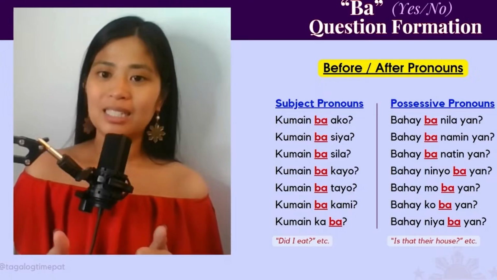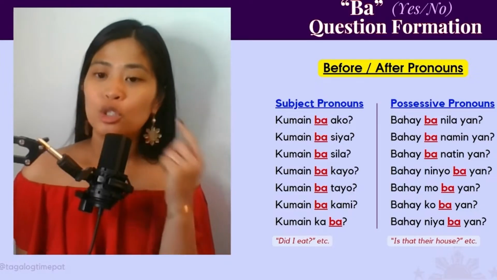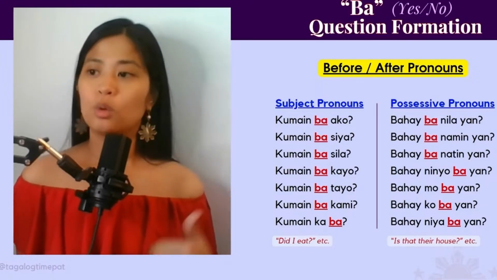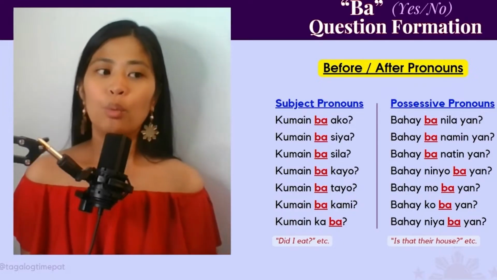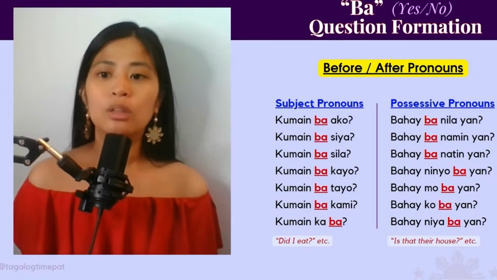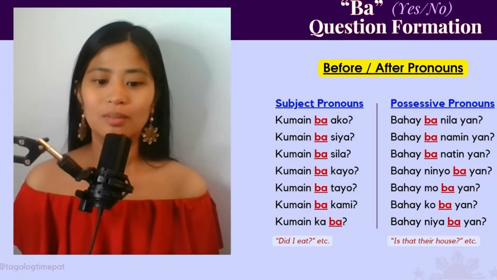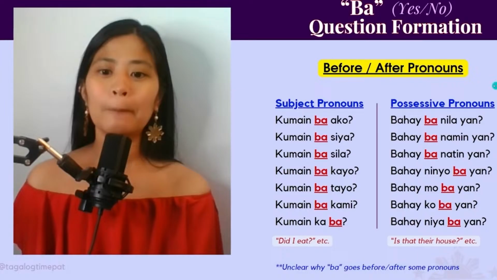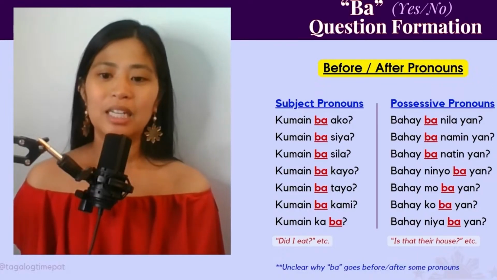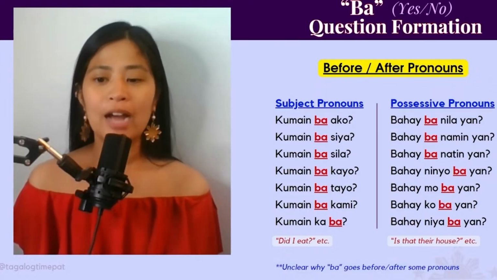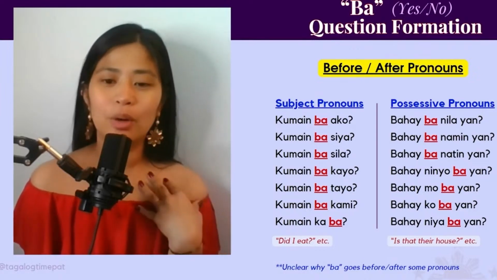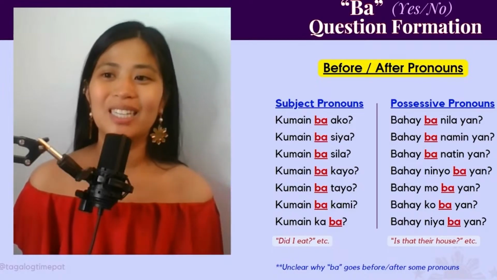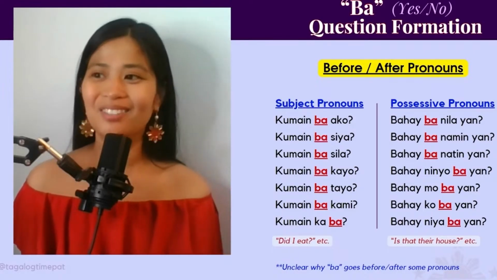I would say practice it. Also listen to native Tagalog speakers or listen to Tagalog movies and you will hear where ba naturally goes. Okay? Again, it's unclear why ba goes before or after some pronouns. And there's no rhyme or reason that I know of. If anyone knows of a reason, please let us all know because I'd love to know.